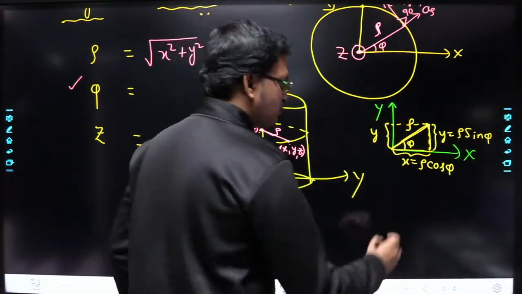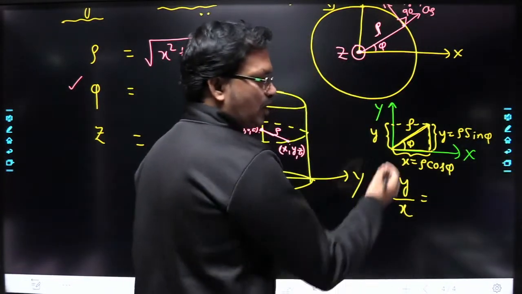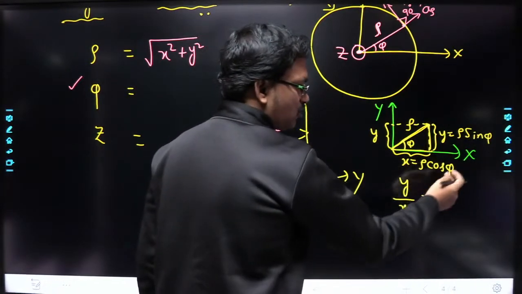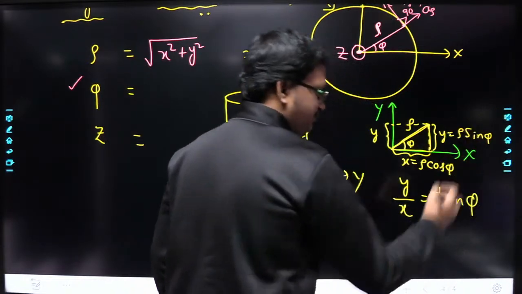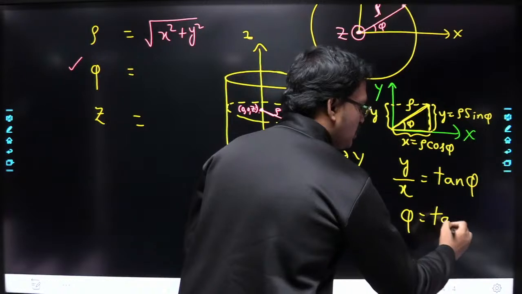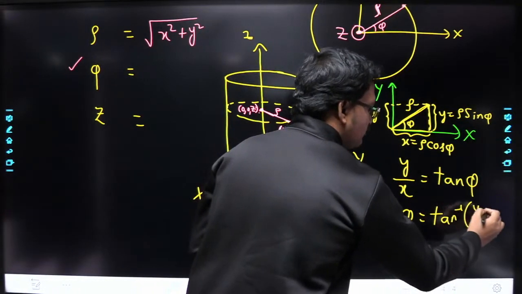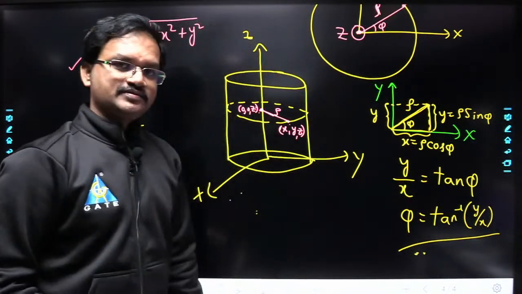So for that, what can we do here? If you take the ratio y by x, you get rho sin phi by rho cos phi. Rho will get cancelled, and you will get simply tan phi. So phi is equal to tan inverse of y by x.